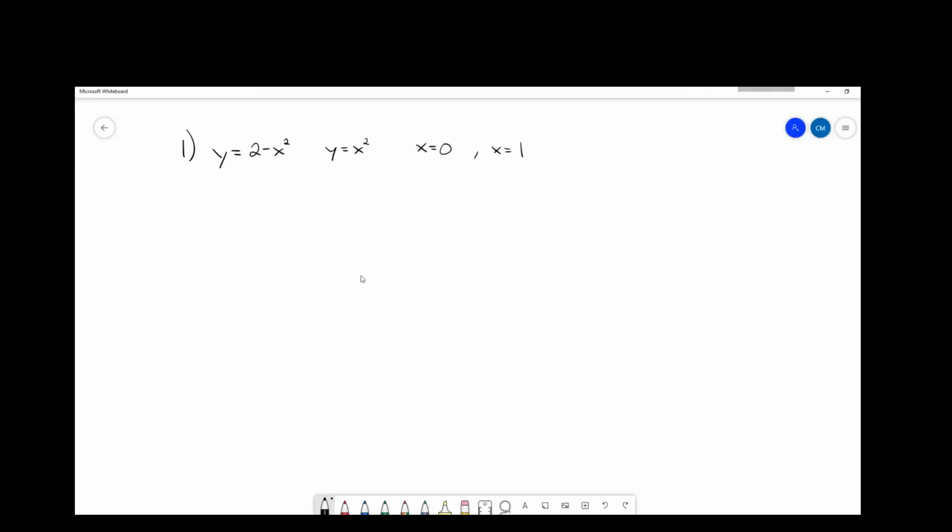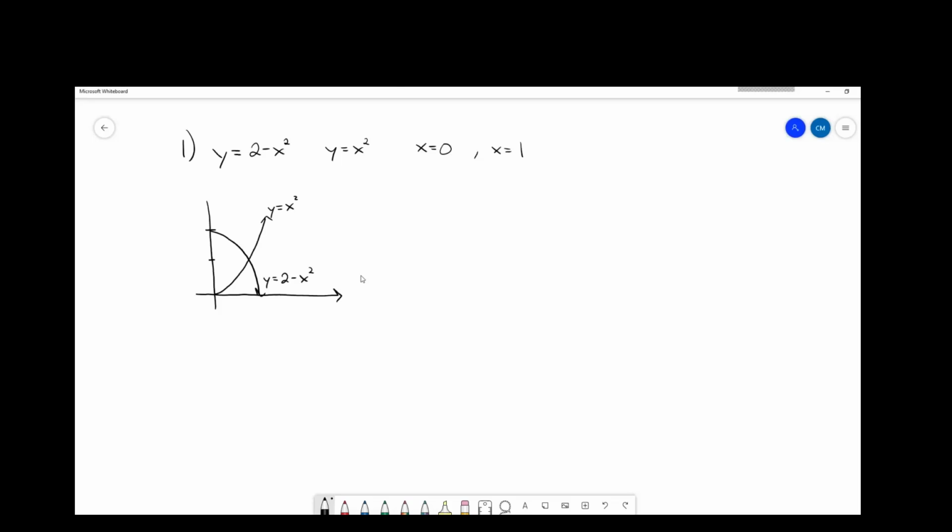Usually it helps to graph these when you're trying to figure out what the area is going to be. Let's think about what these two functions would look like. 2 minus x squared, parabola opening down, y-intercept of 2, so it's going to come down like that. And then the other one is y equals x squared, a parabola opening up, so something like this. So this is y equals x squared, and this is y equals 2 minus x squared.